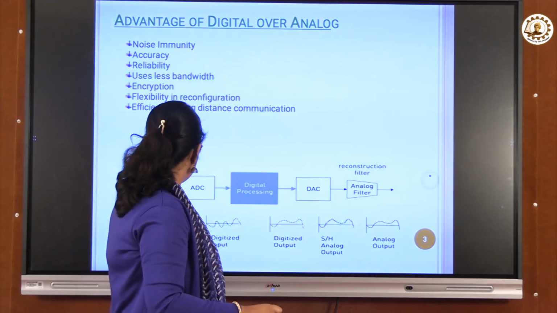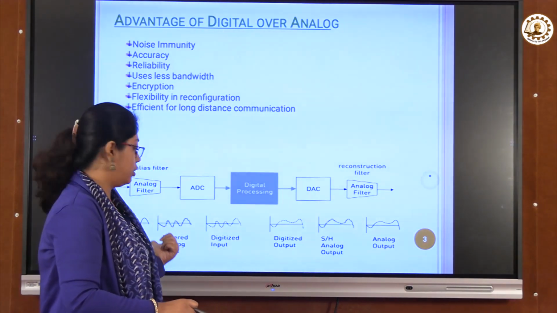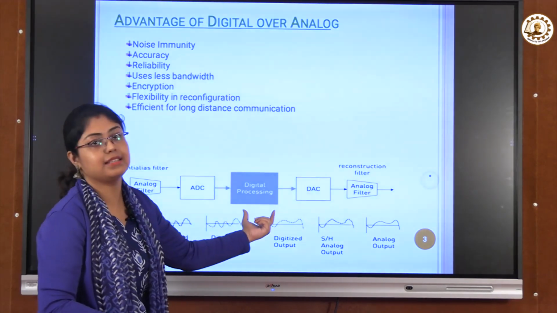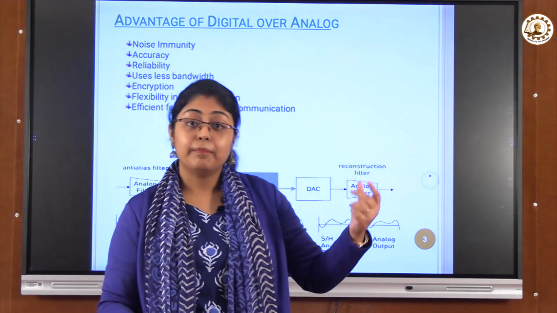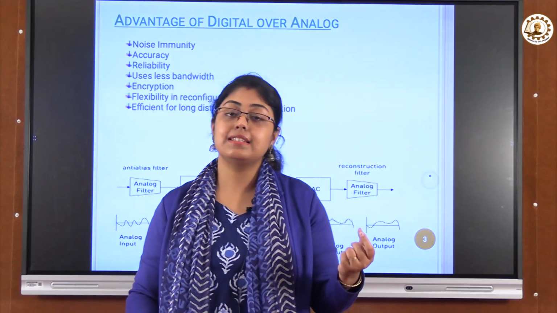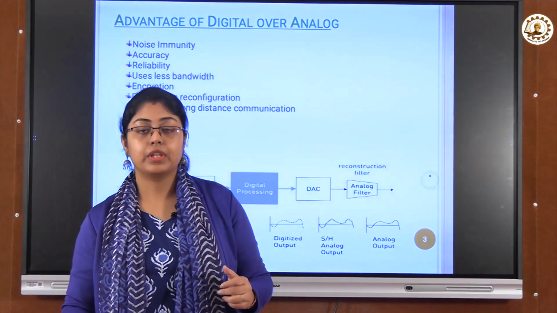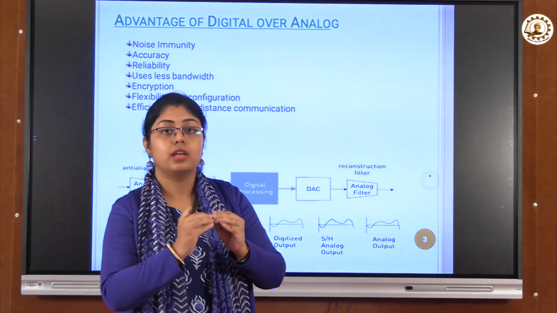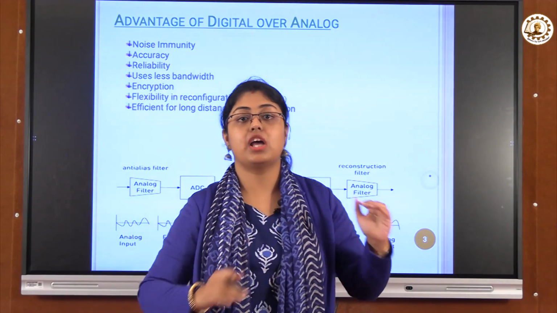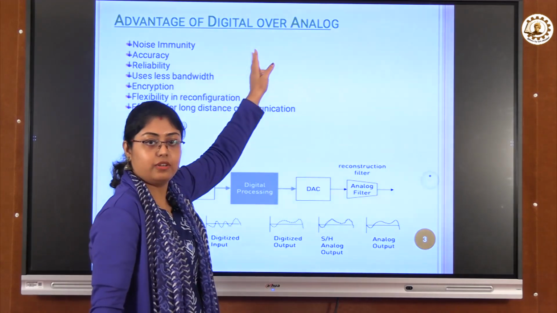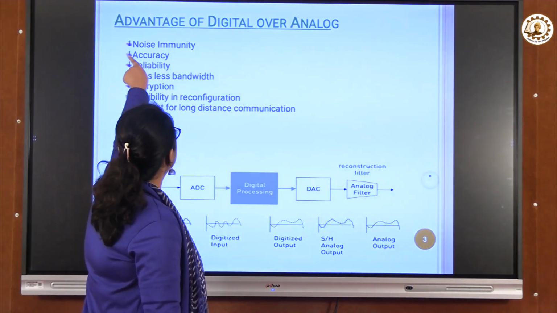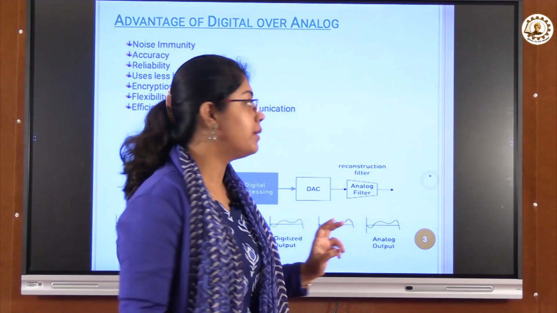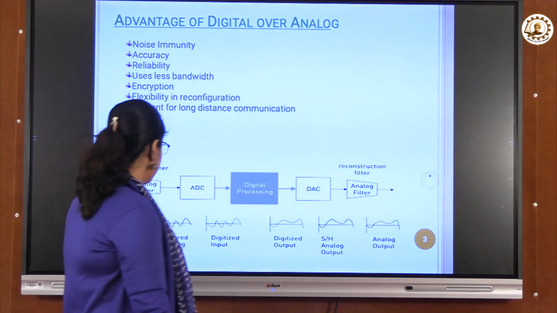system like this, starting with this analog input, the input is analog because in real time it is analog. After that we are processing it in the digital domain. Why? The main reason for processing in the digital domain is noise immunity. The susceptibility to noise is much lower; noise immunity is much higher in the case of a digital signal. This is the first point I have written here, noise immunity, and this is the main reason we are switching towards digitization.